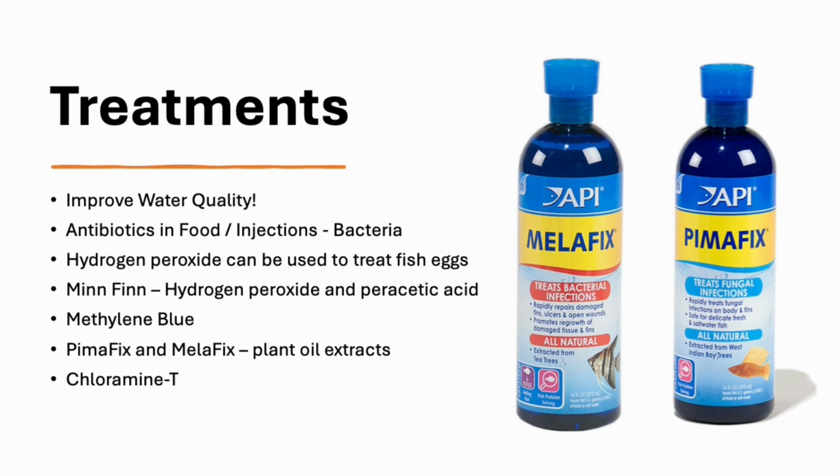Hydrogen peroxide can be used to treat fish eggs to prevent fungal infection. Products such as Minfin, which is hydrogen peroxide and peracetic acid, are useful in preventing fungal growth on the fin. Methylene blue can be used in the water to reduce fungal growth and some bacterial growth. We mentioned Pimafix and Melafix, which are plant oil extracts. And then chloramine T, which is another chemical treatment that can be useful, especially for columnaris disease.